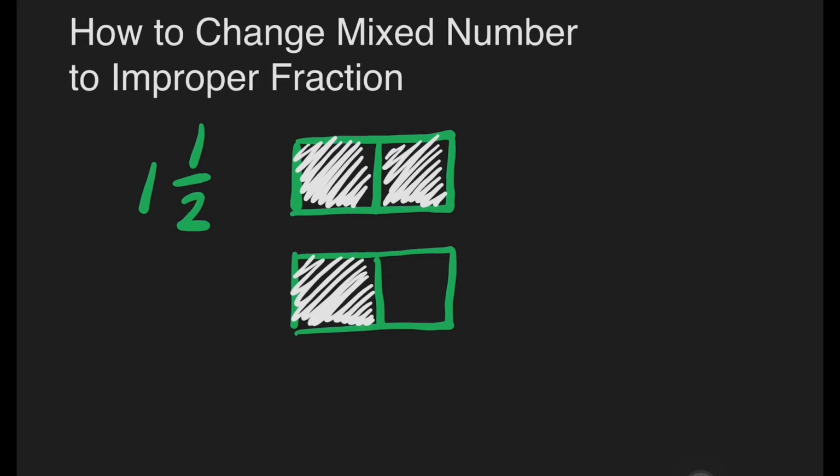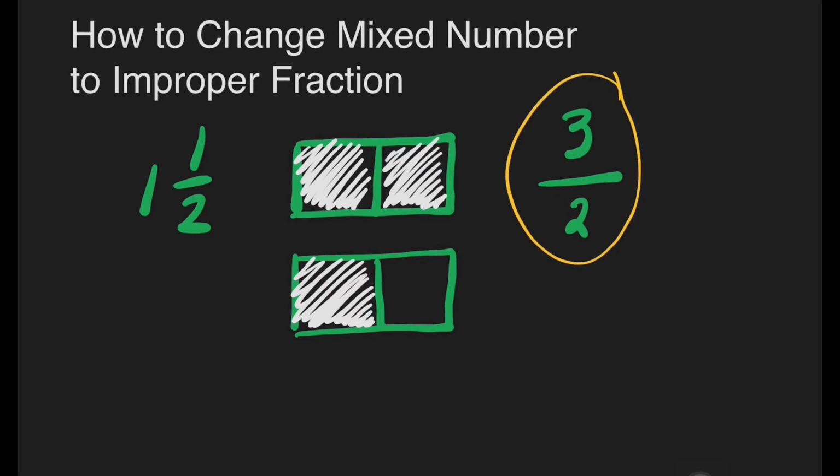So in order to change this mixed fraction to an improper fraction, all we need to do is to count the number of parts that are being shaded. So based on this example, we have 3 parts that are shaded, and then the whole is divided into 2 parts. So our answer is 3/2.